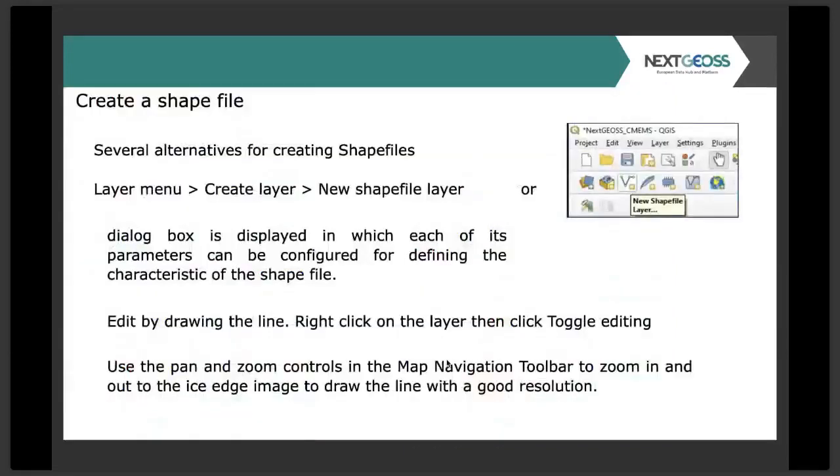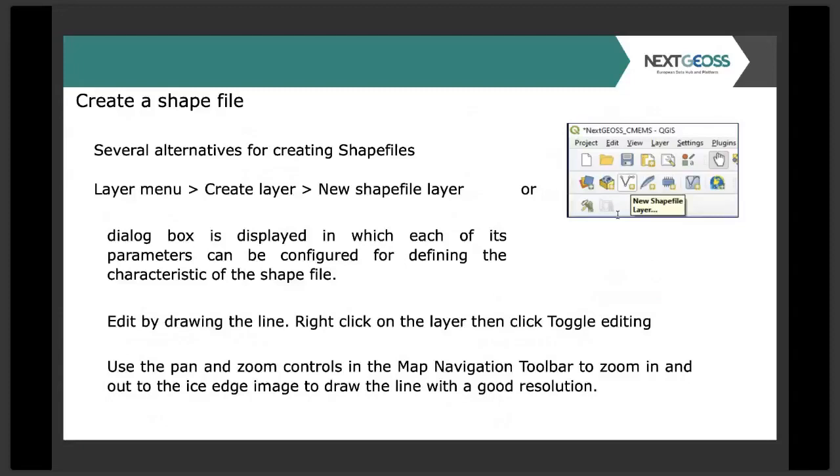Now we go to the next step, that is to create a shapefile and then draw the line. There are several ways you can create a shapefile in QGIS. You just go to the menu Layer, then Create Layer, New, and Shapefile. Or you just click directly here where you can create a new shapefile. Then a dialog box will appear. Also, you need to define the specification of the shapefile you want to create.